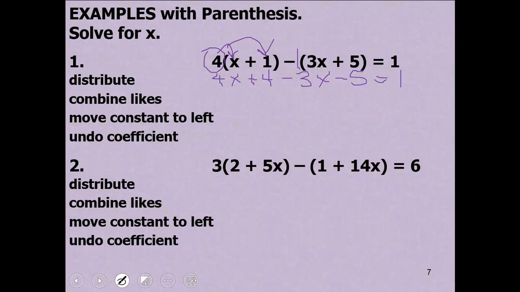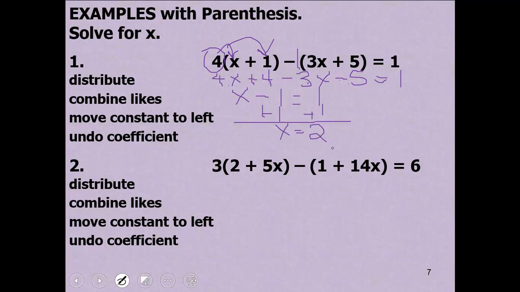Now let's look for like things on the same side of the equal sign. I have a positive 4x plus a negative 3x. That just leaves me 1x. I have positive 4 minus 5. Different signs, take their difference. That leaves me 1. And what do I have the most of? I have more negatives. I've got to get x all by itself, so I need to move this constant away. I'm going to add 1 to both sides, and I get x is equal to 2. I don't have to worry about this step because my coefficient is 1.